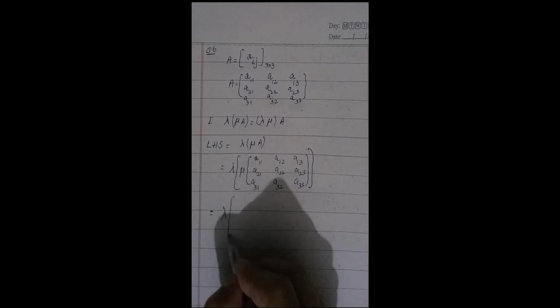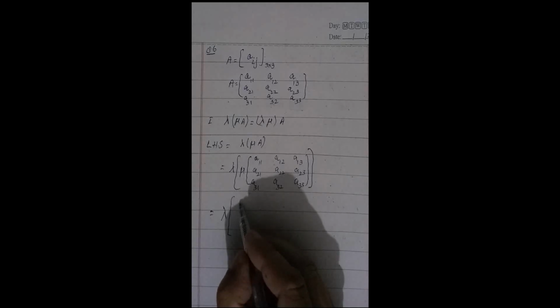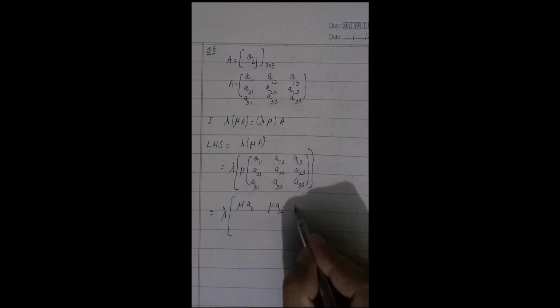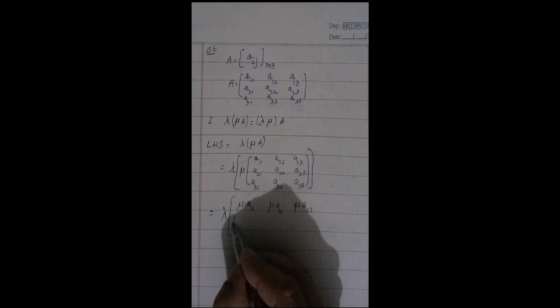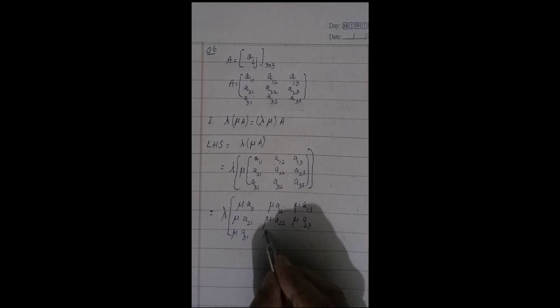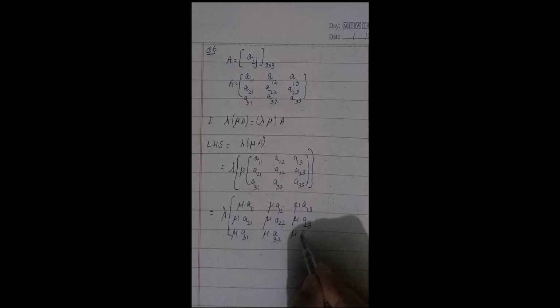And we get mu A11, mu A12, mu A13. And the second row is mu A21, mu A22, mu A23. And the third row is mu A31, mu A32, mu A33.